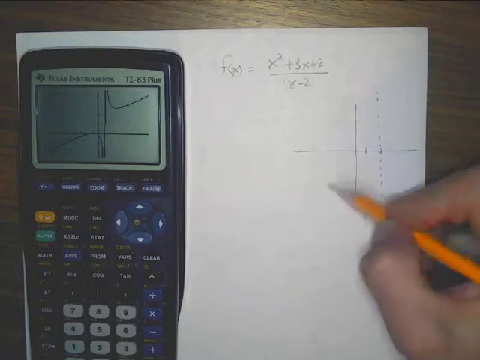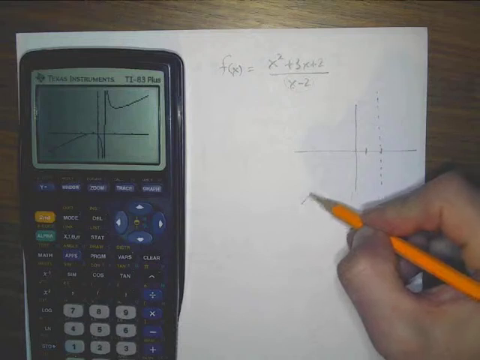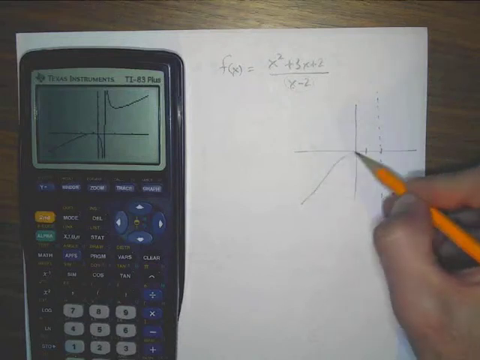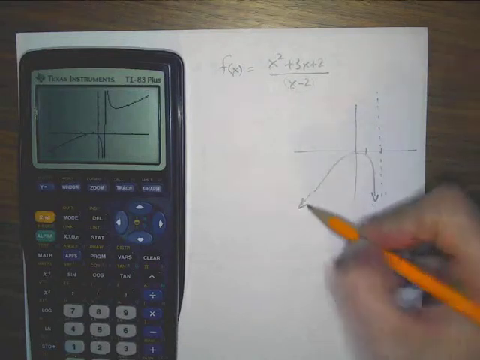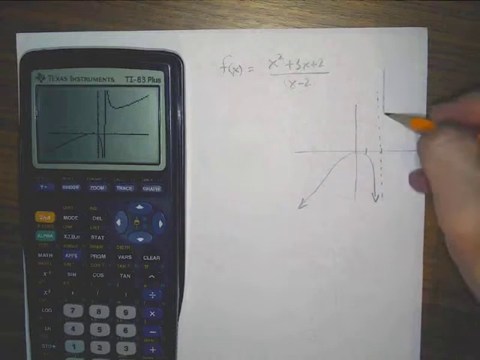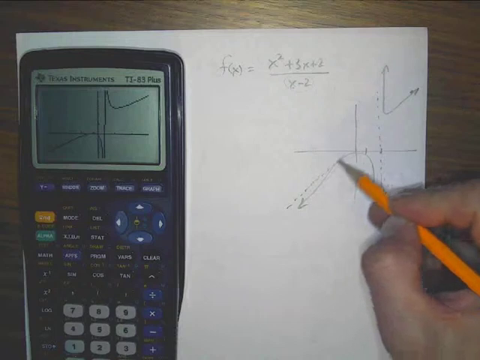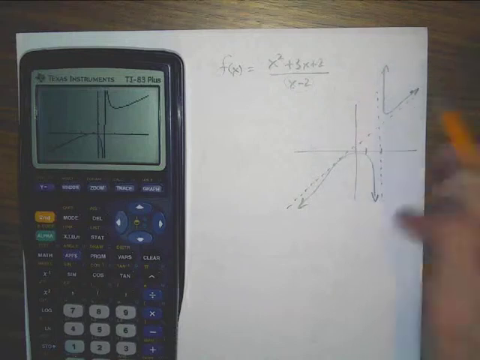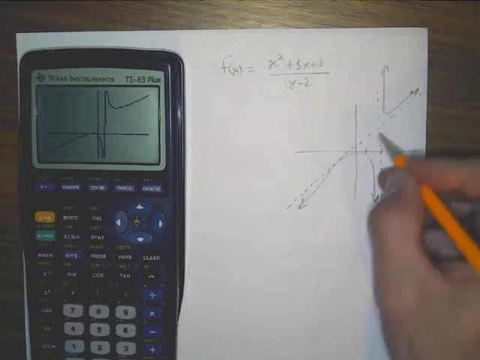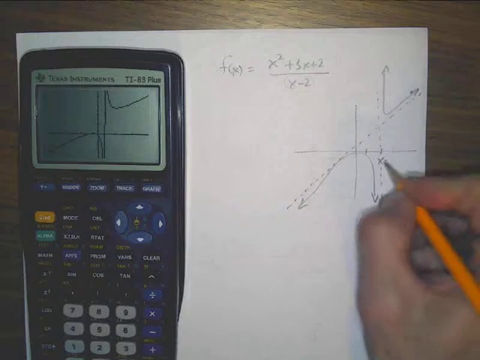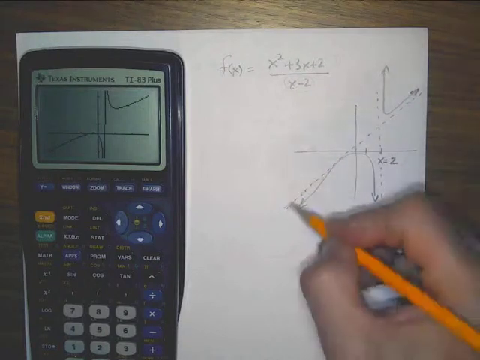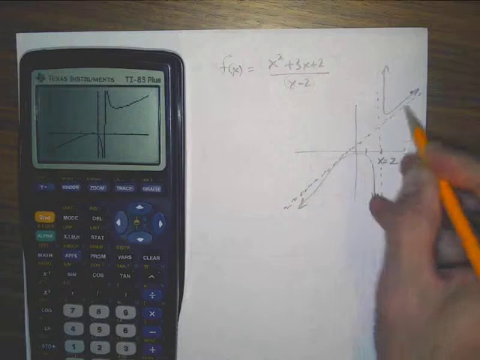And then we have some sort of oblique asymptote, which looks like this. And so it appears that there's the oblique asymptote. We need to find the equation for that. We know the vertical asymptote is at x equals 2, but we need to find the equation for this line.